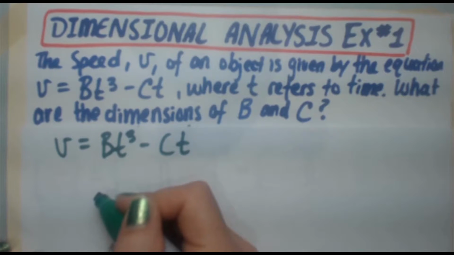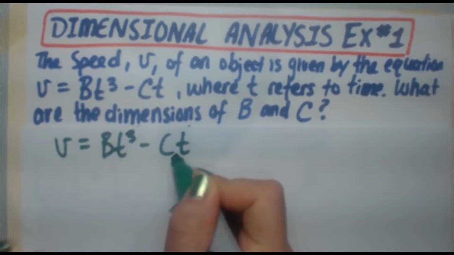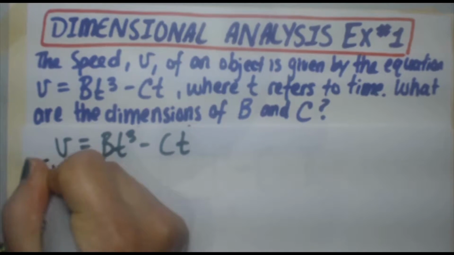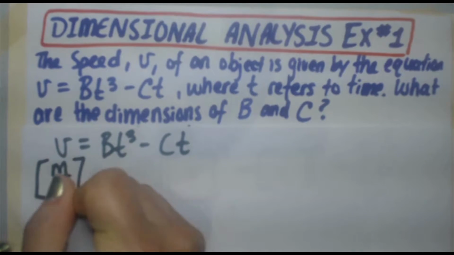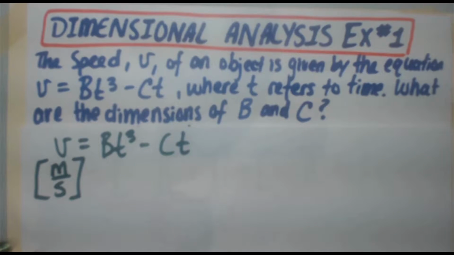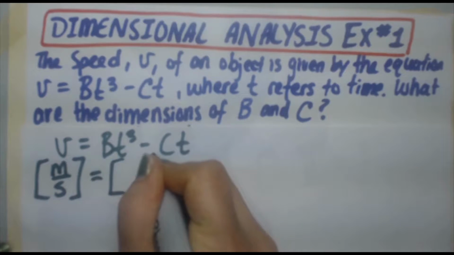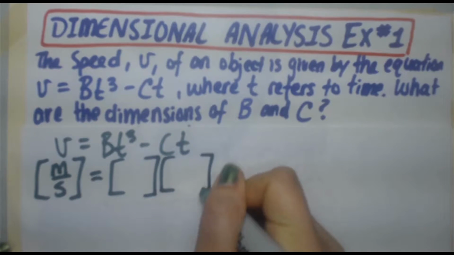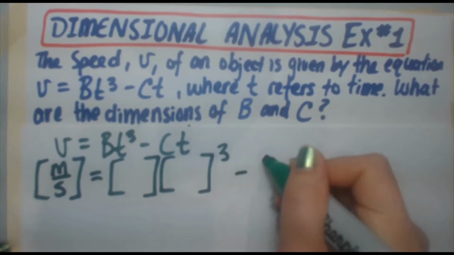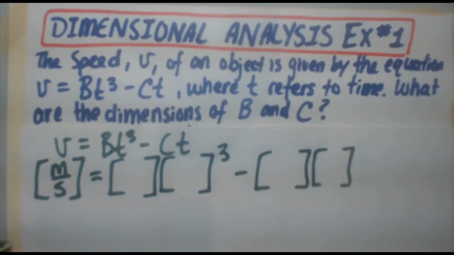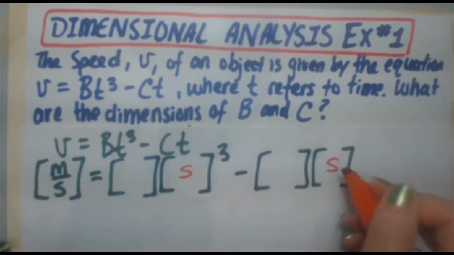Okay, so getting started, we're looking for the units of b and c. We know v is speed, and the SI unit for speed is meters per second. Notice how I'm writing it there in square brackets. Okay, so I'm going to go ahead and replace the right side also with square brackets. So b, t is cubed, minus c, t. All right, so t has units of seconds, okay? So I can fill that in on both sides.